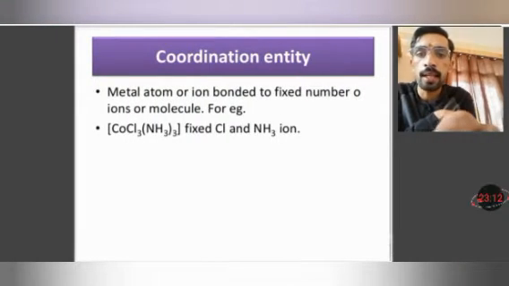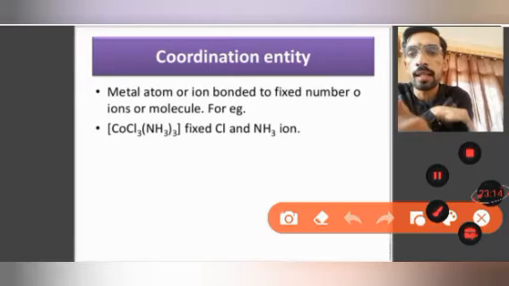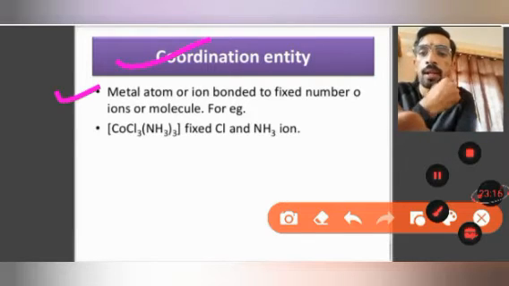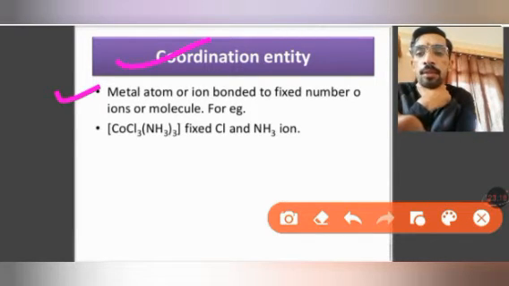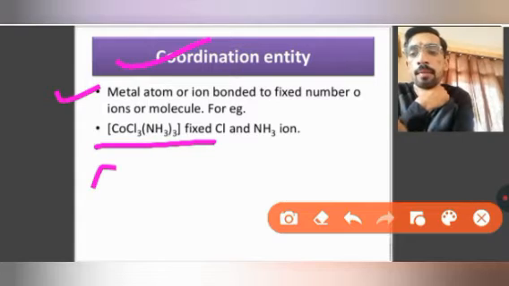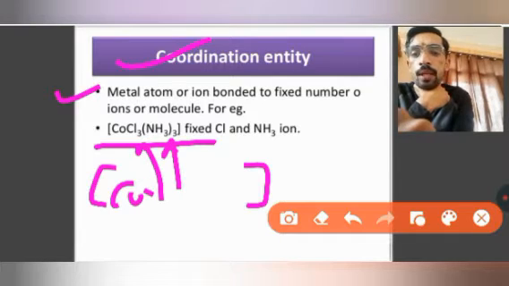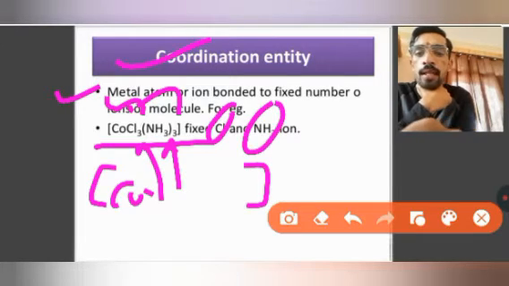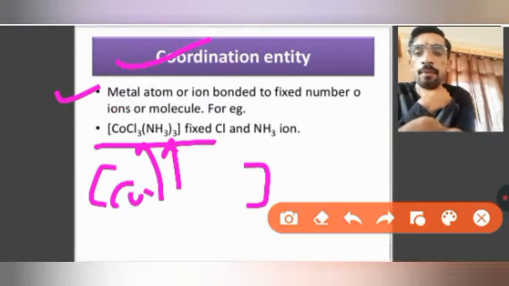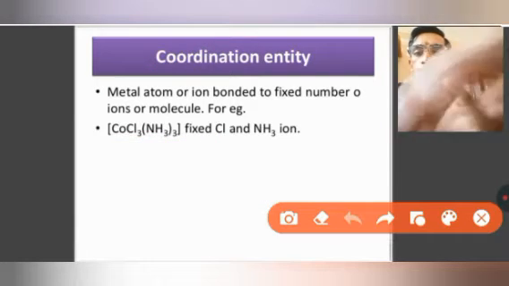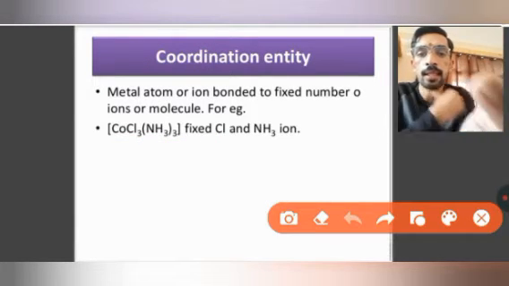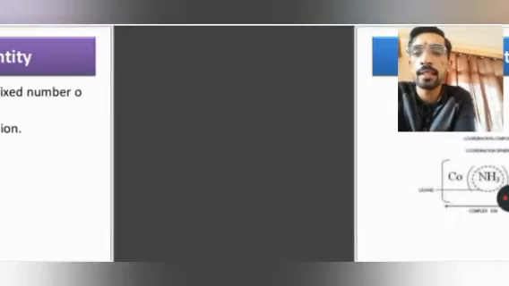Next is coordination entity. This we have already done. Coordination entity is those metal atom or ion which is bonded to a fixed number of ions or molecules. It can be written inside this bracket where first is metal, then primary valency, then secondary valency, which is fixed. Suppose cobalt is fixed with chlorine and ammonia. So both are coordination entity. So these all three things, central metal, primary valency, secondary valency, are forming the coordination entity.